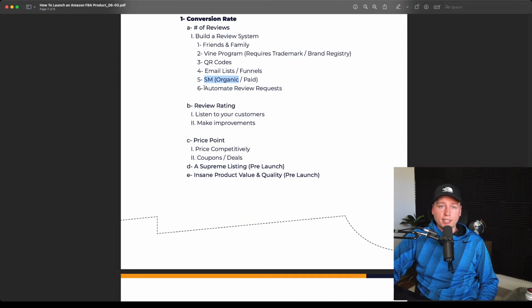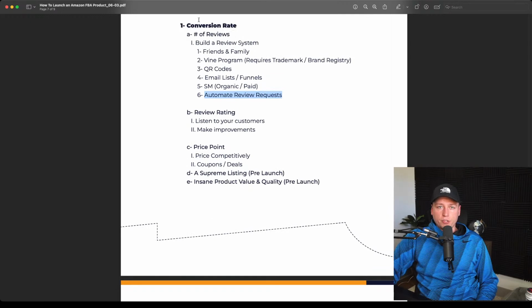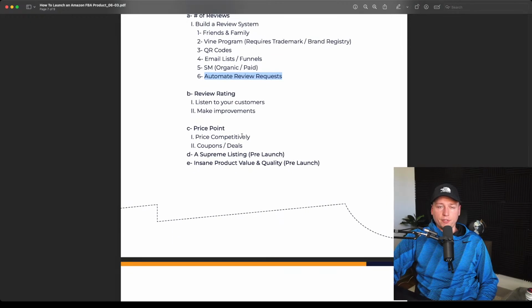Okay. Six, automate review requests. You can do this through seller.tools, and this is through the Amazon side too, where you're essentially just requesting a review from them through Amazon's platform. So those are the best ways to get the number of reviews.